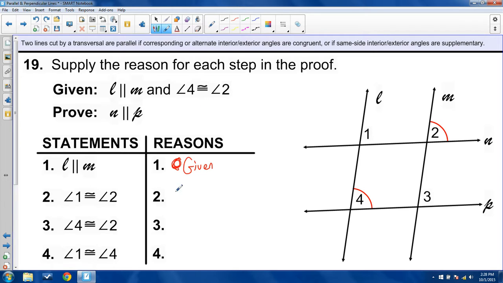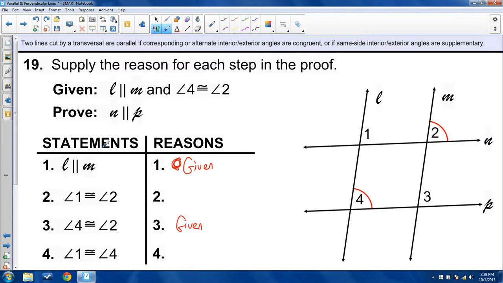And angle 4 is congruent to angle 2, that's also given. So we already can figure out 1 and 3 just by saying they're given. We have to prove that N is parallel to P. Now, it is missing a final statement here, so we're going to have to figure that last part out.